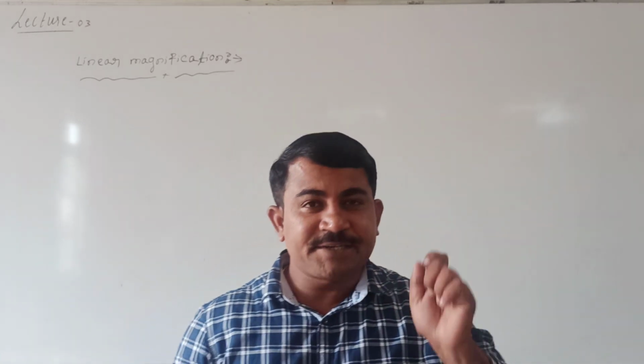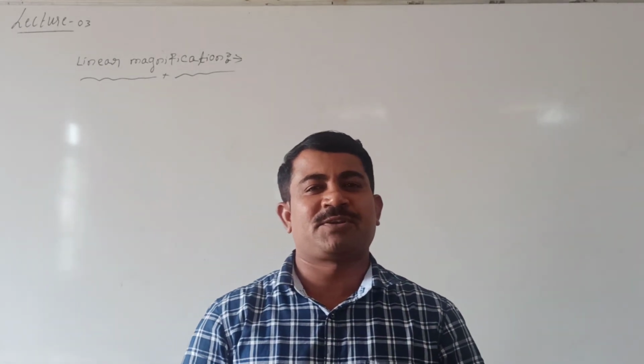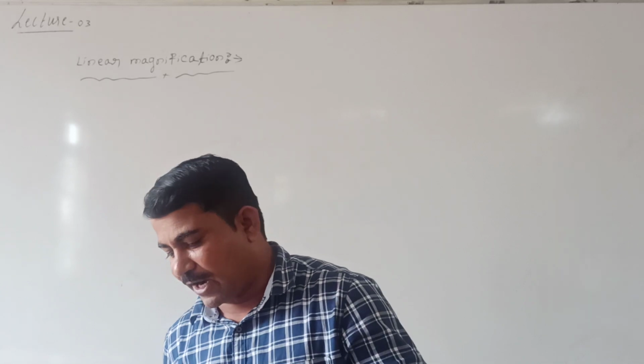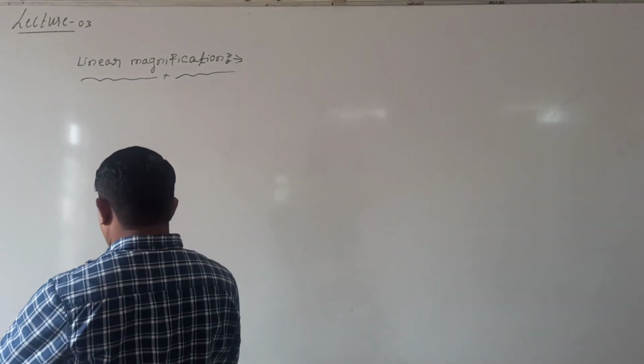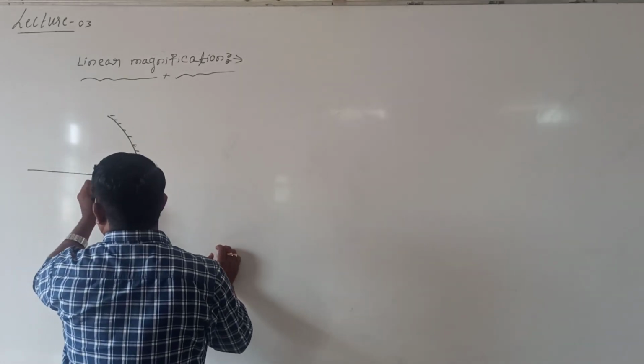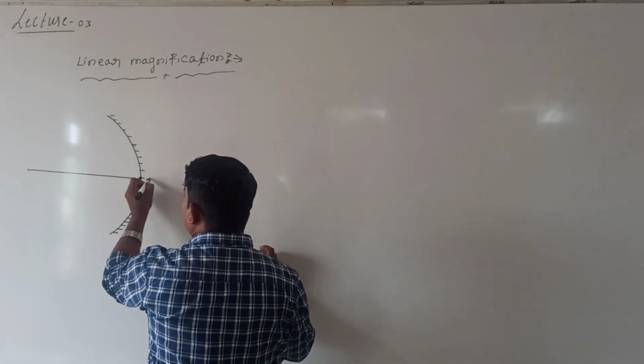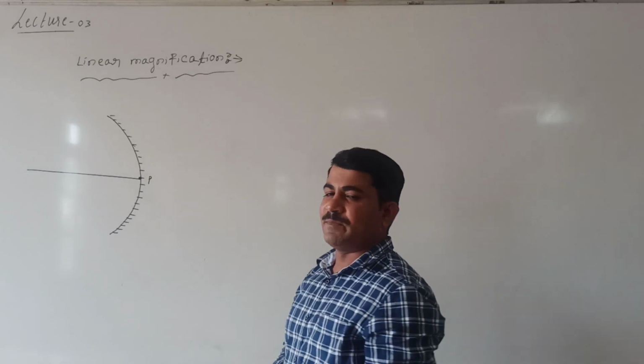See here. Let us discuss the concept of linear magnification. To understand it, let us take a concave mirror. This is one concave mirror, where the bulging part is silvered and the depressed part is reflecting. This is the principal axis of the given mirror, and the center part of the mirror we are calling the pole.